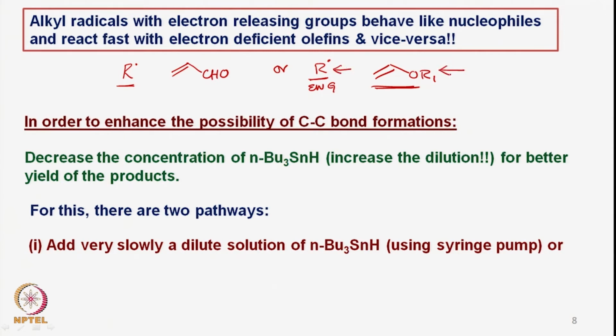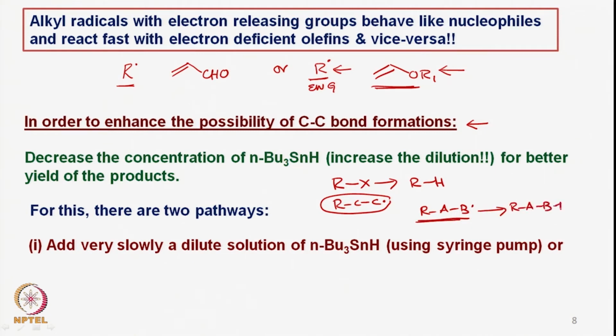Now in order to enhance the possibility of CC bond formation and stopping after the first CC bond has formed, and at the same time to make sure that the reduction, that is RX getting reduced to RH, does not occur, since this could be one competing reaction but what we want is CC bond formation. So we need to have this particular bond formed, or as we wrote earlier, you have A and B here. Basically we want to stop the reaction after this radical is formed, which is then quenched with the tributyltin hydride to form this. So the competition is between this and this formation.